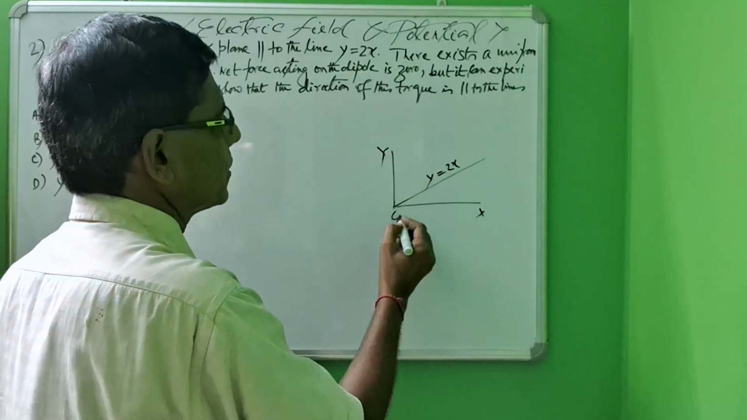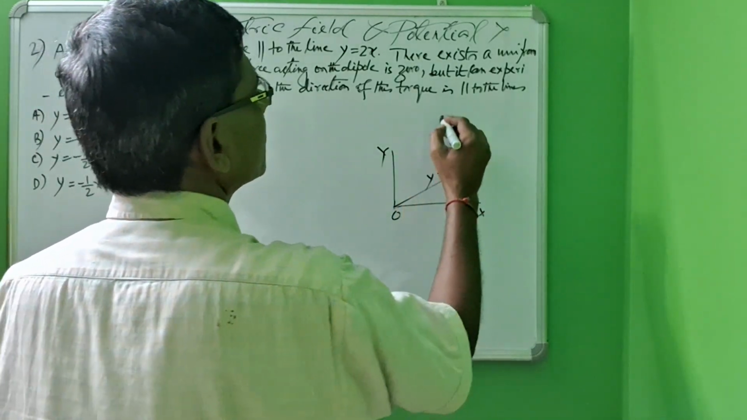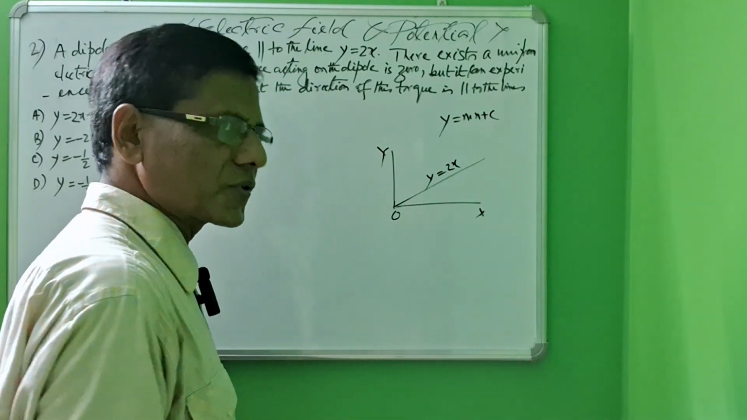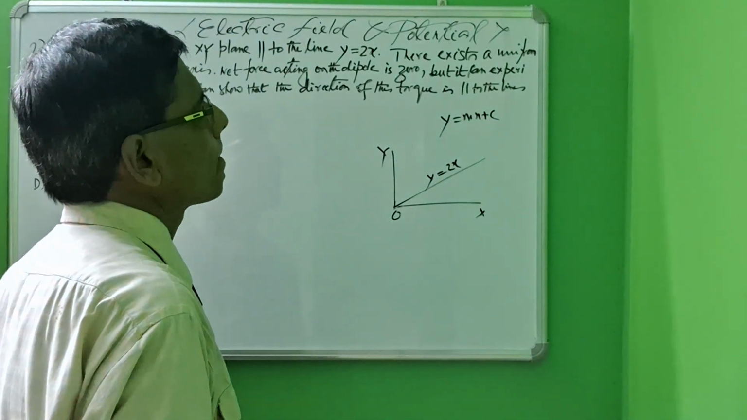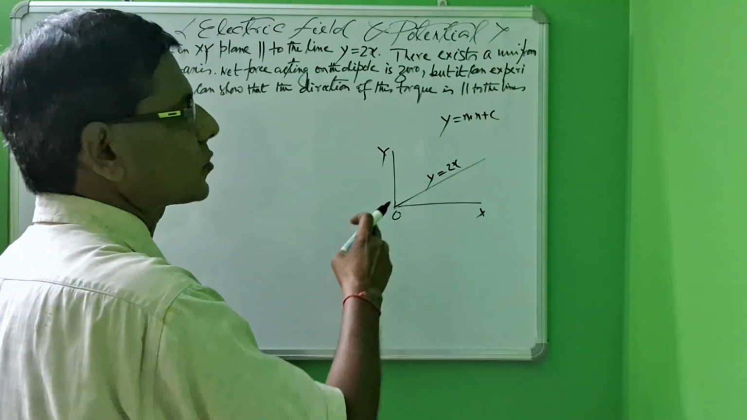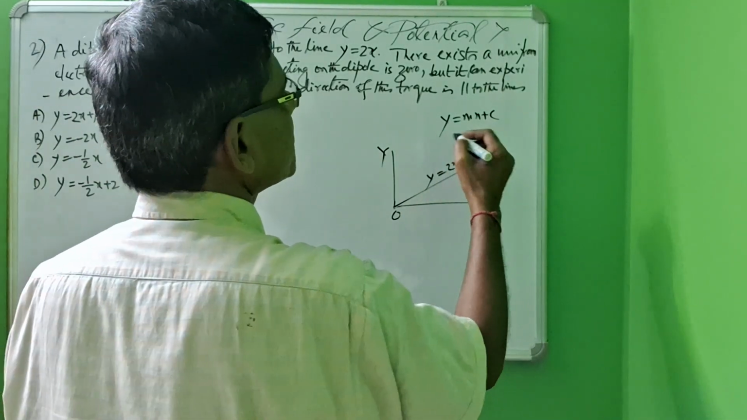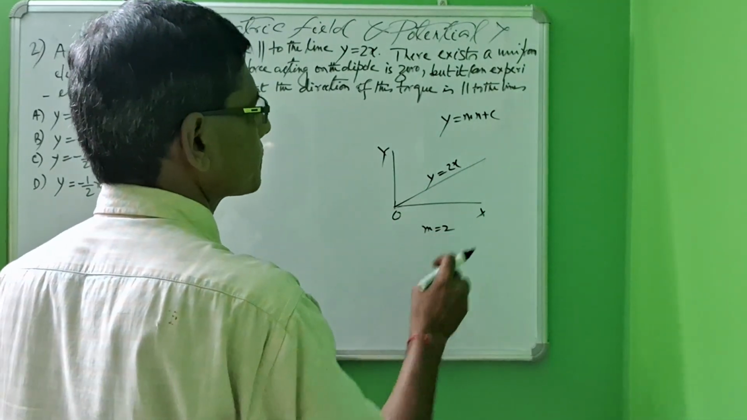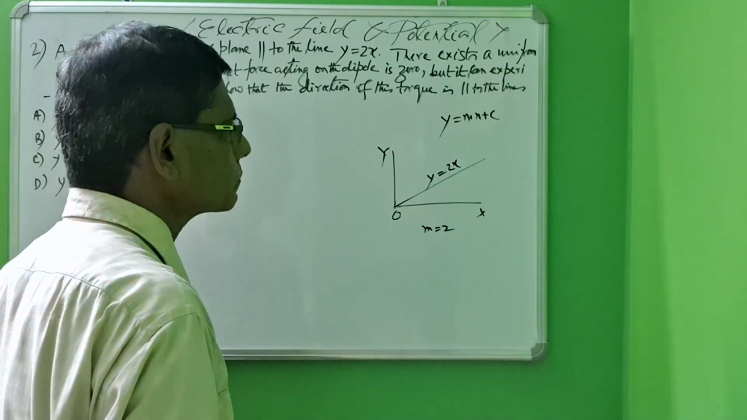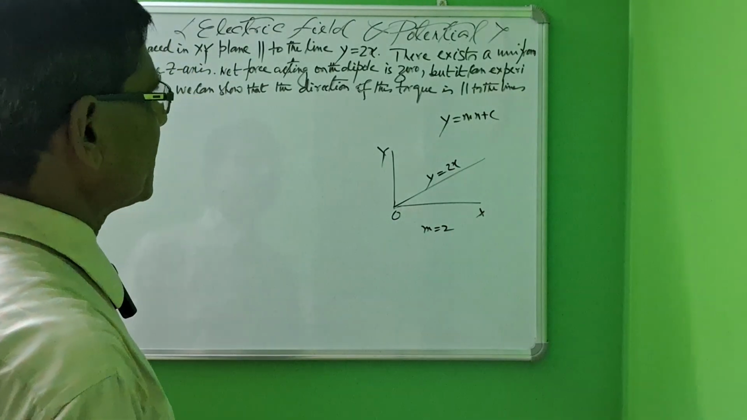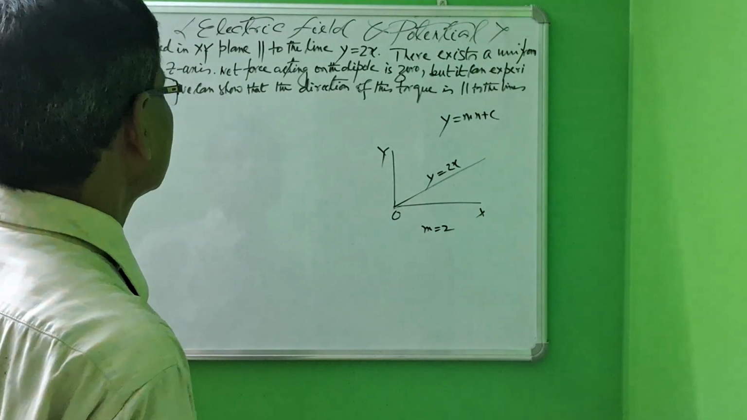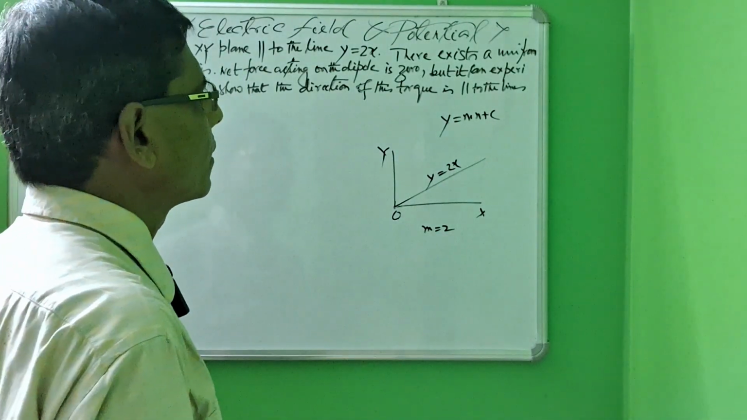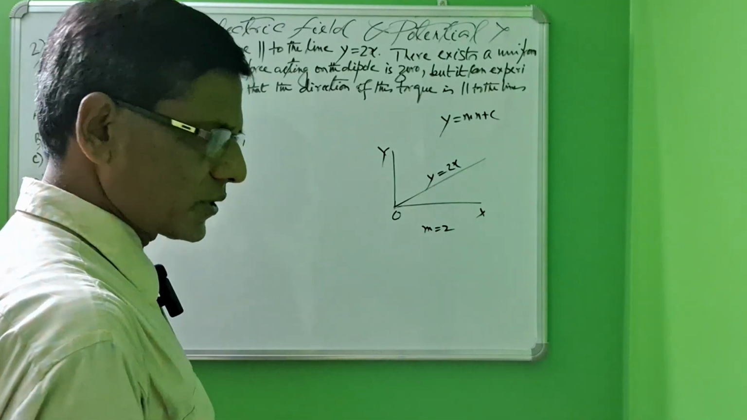It is a straight line passing through the origin, because we know Y equals mx plus c is the equation of a straight line not passing through the origin, and when it passes through the origin, Y equals mx. So here m equals 2. The problem says that a dipole is lying in this XY plane.